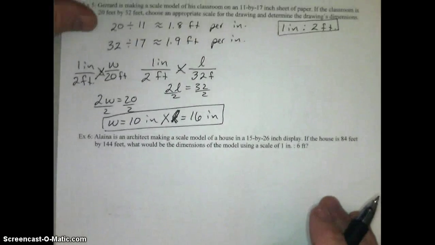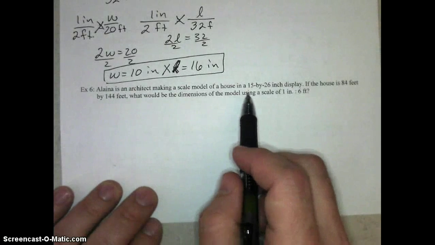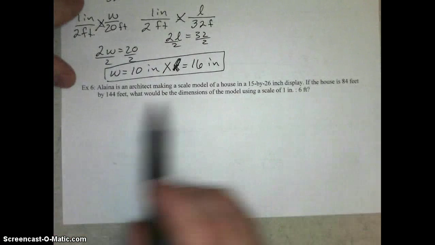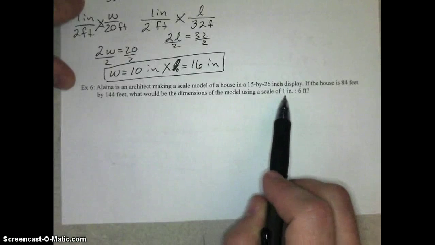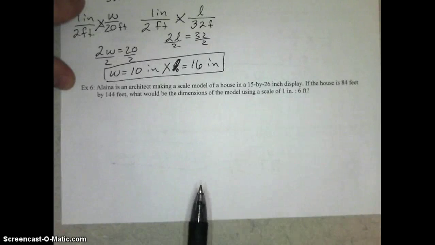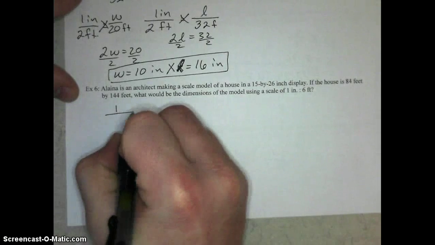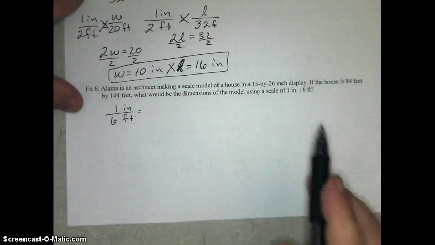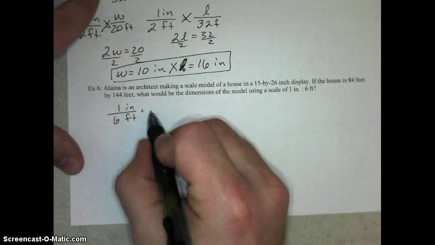Alright, let's try a final example here. Elena is an architect making a scale model of a house in a 15 by 26 inch display. If the house is 84 feet by 144 feet, what would be the dimensions of the model using a scale of 1 inch to 6 feet? Alright, so they give us the scale this time. 1 inch to 6 feet. We're going to find our dimensions by using the 84 and the 144.